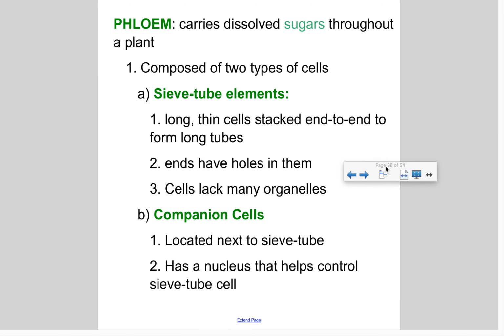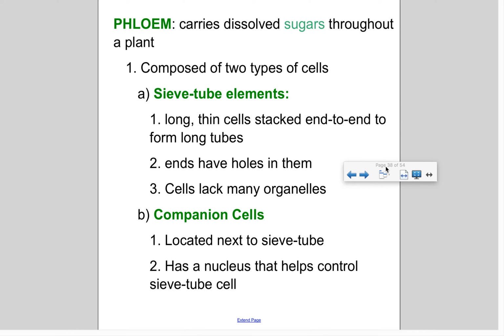Anyways, phloem. Phloem, that F sound, food. Dissolved sugars throughout the plant, usually moving in a downward direction towards the roots, because sugar is made where in a plant? I hope you're saying leaves. Sugar is made in the leaf of a plant and it usually moves downward to the roots for storage. Now it's made up of two cells, sieve tube elements and companion cells.